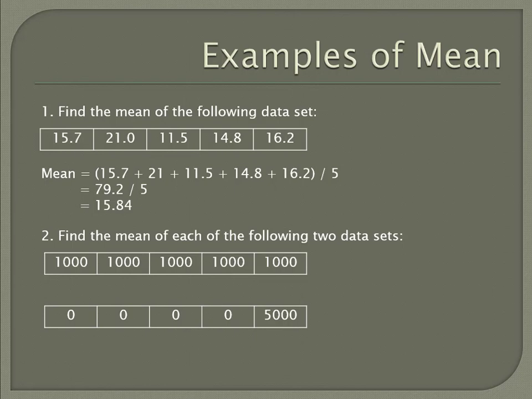So for instance, let's say we want to find the mean of each of the following two data sets. So the first data set, all of the items are exactly 1,000. So I have 5 data items that are 1,000. In the second data set, I have 4 data items that are 0 and 1 data item that is 5,000. So let's give some context here. Suppose these are data sets for the results of a lottery, and the lottery advertises everybody wins an average of $1,000.